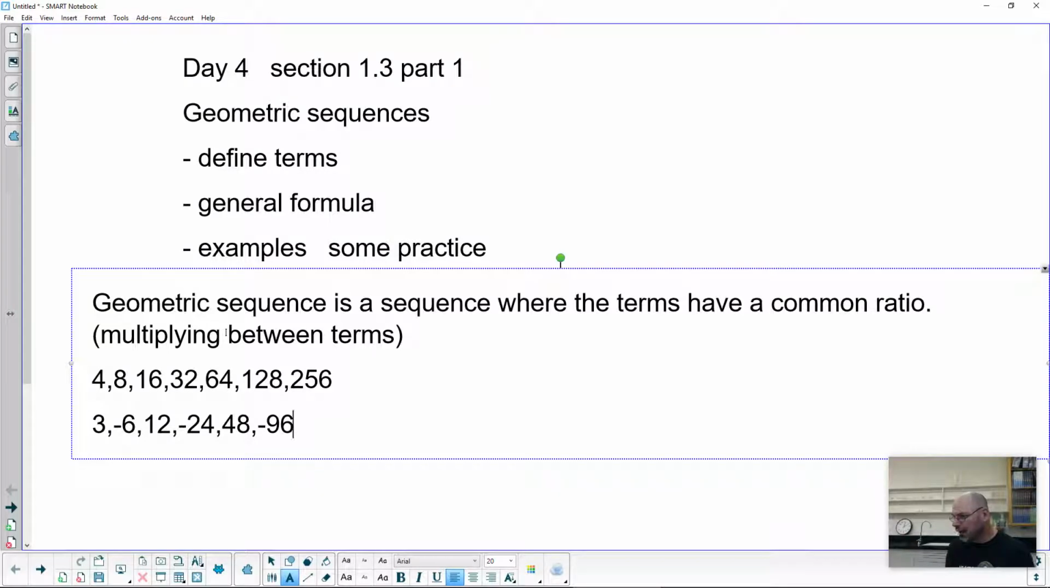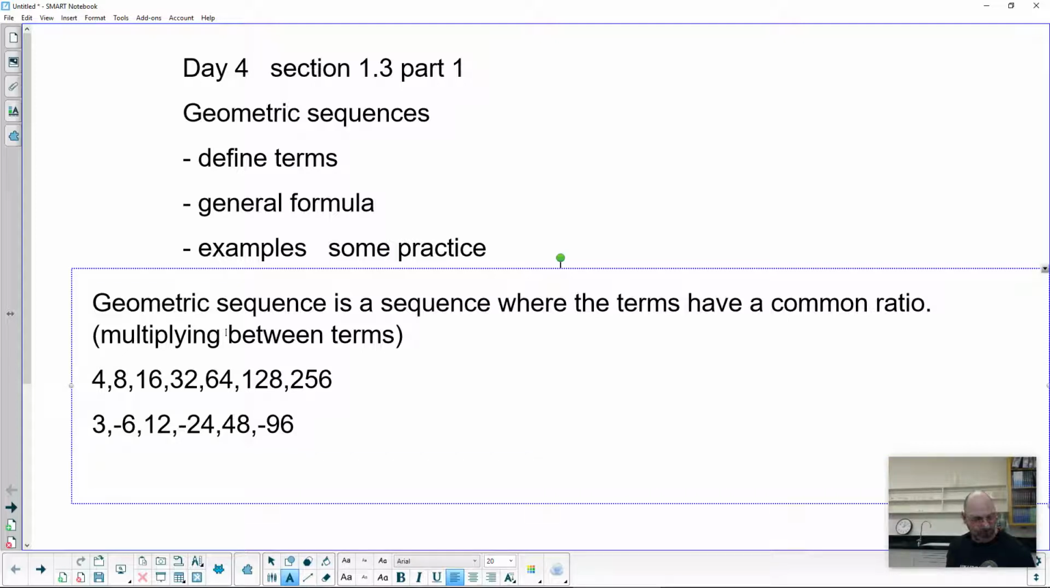You may also multiply by fractions or divide. Say we started with 100 and we multiplied by a half, or divided by 2. So we went to 50 and 25. Then 25 over 2, which is 12.5. And then 25 over 4, 25 over 8, and so forth. So there are examples of geometric sequences.